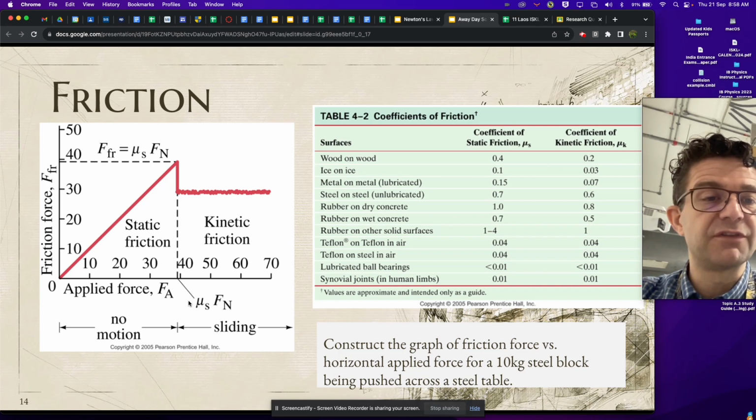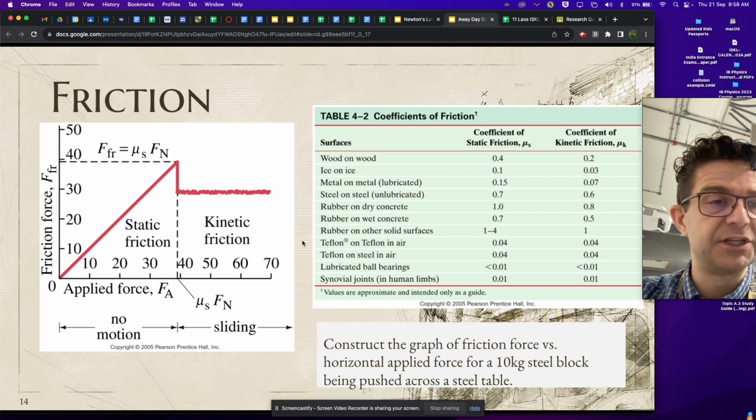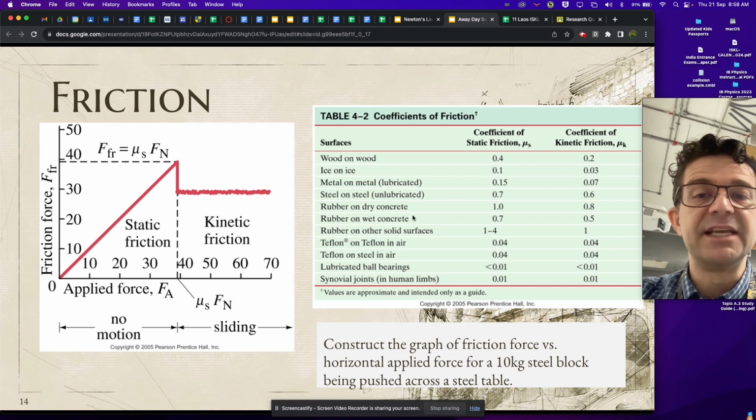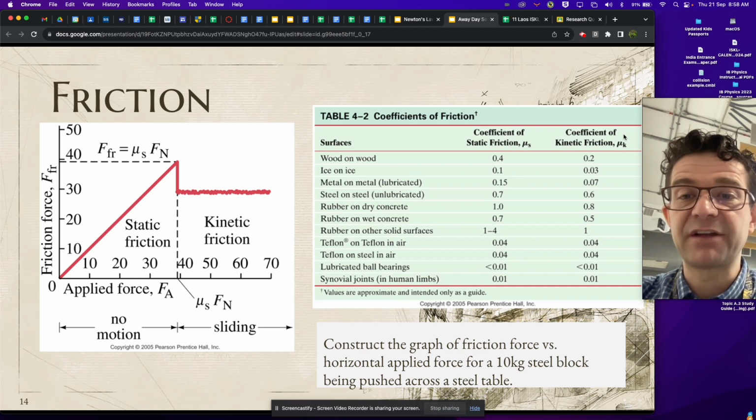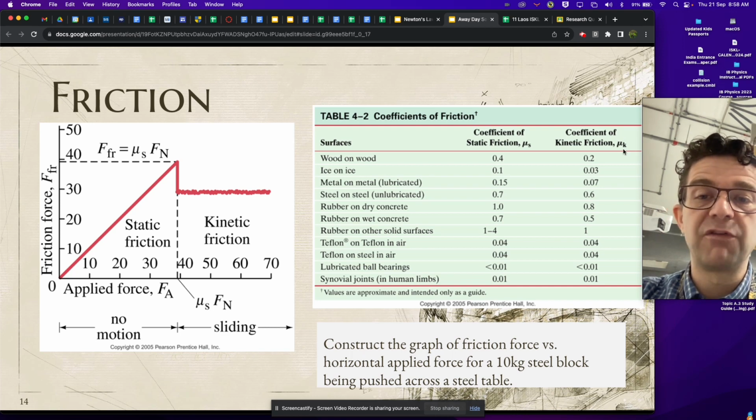So we'll frequently use that the kinetic friction is equal to, it should be here, but I didn't write it, mu k, sometimes written as mu d for dynamic friction, times the normal force.